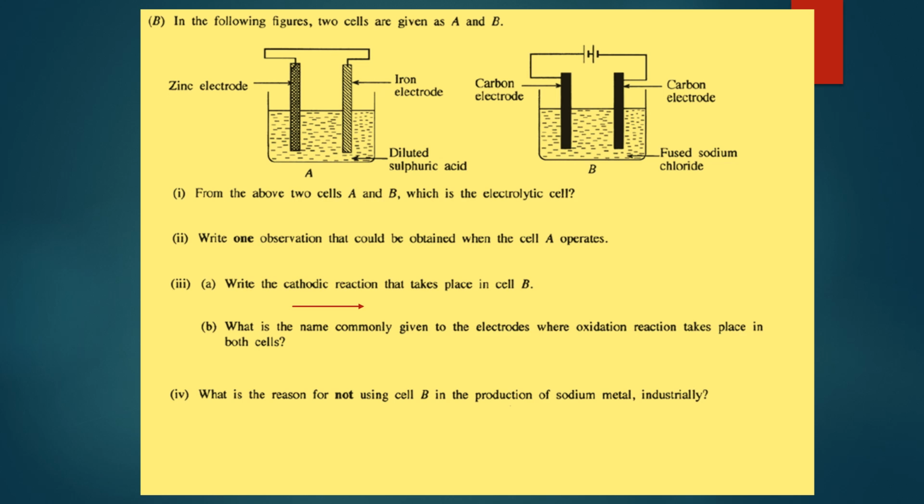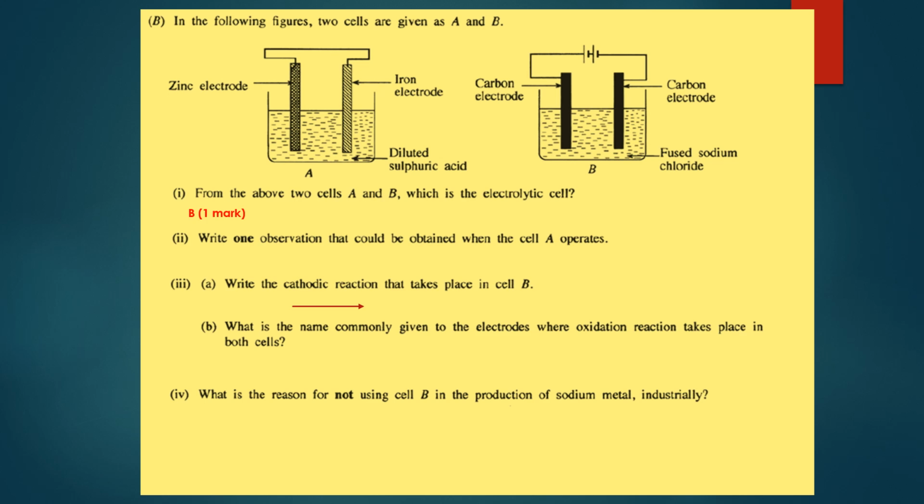Now answer part B of the question. In the following figures, two cells are given as A and B. Part 1. From the above two cells A and B, which is the electrolytic cell? B is the electrolytic cell.